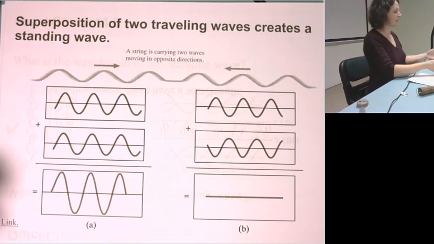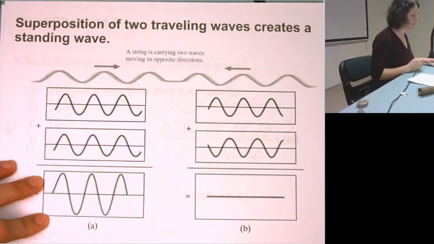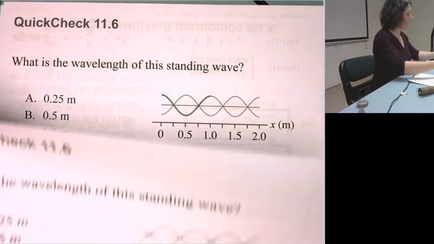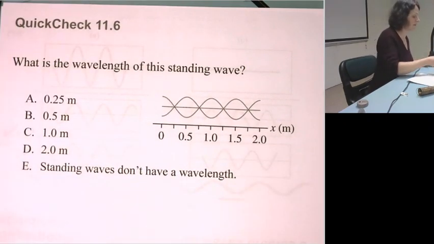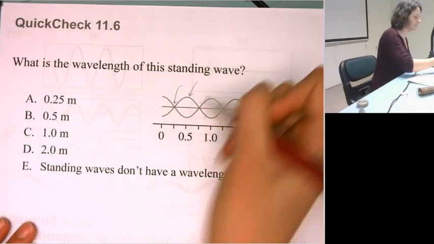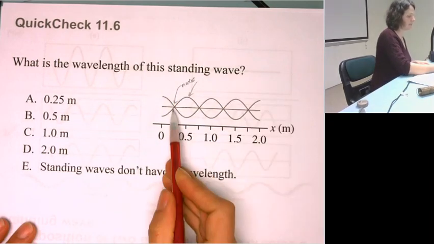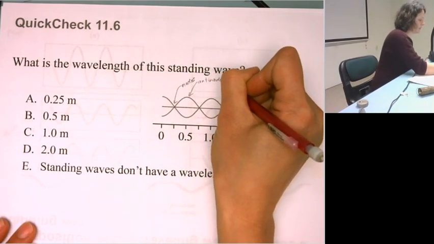Okay, so this is what we saw, right? Where they're constructively interfering, we see this big thing. Where they're deconstructively interfering, we see nothing. And when they're interfering with each other, we get this standing wave pattern where we have nodes where nothing is being displaced together with antinodes that look like that.